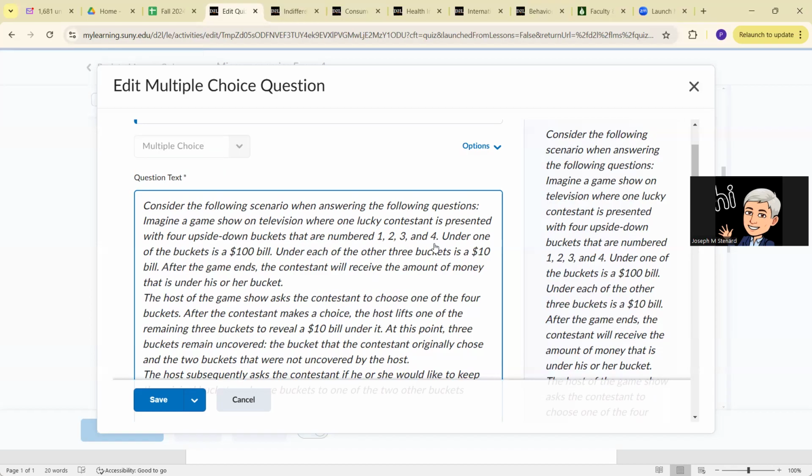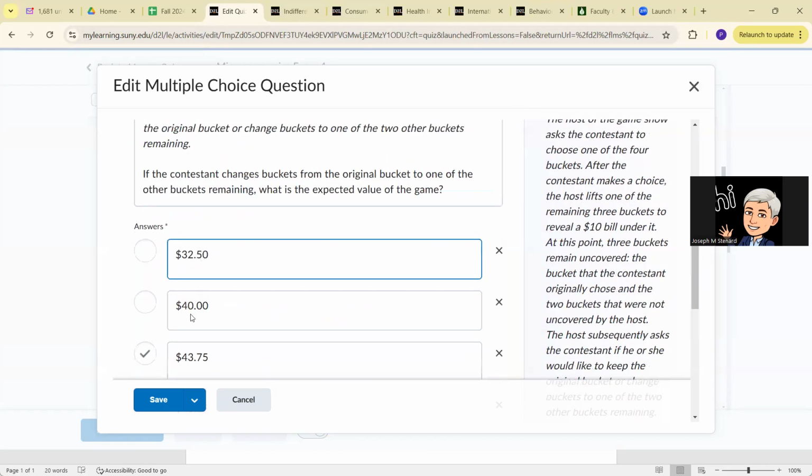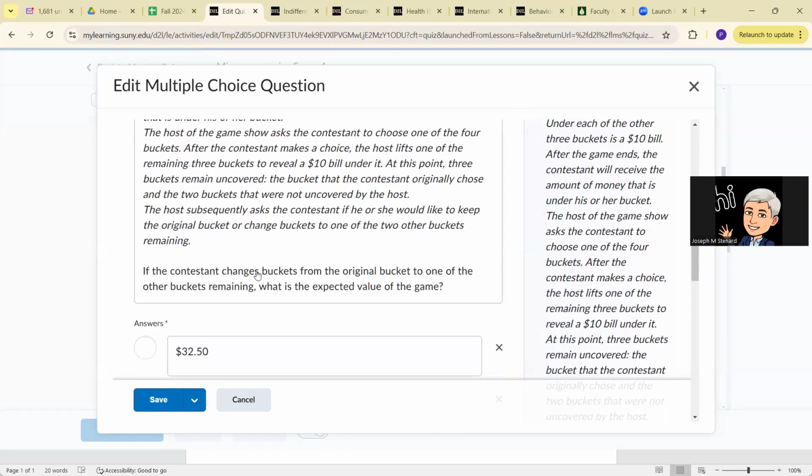And then you add those together. You say $25 plus $7.50 is $32.50. And that answer right here, $32.50, is the correct answer if you didn't have this other part to it. The expected value of the game before he took a bucket away was $32.50. But that's not the answer to this question, because they're asking what's the expected value of the game now?